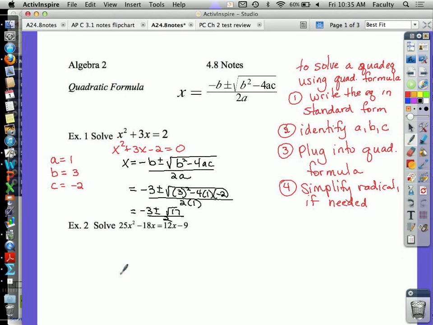All right, let's try 2. This should be review, right? You guys, is it coming back to you? All right, step 1, write the equation in standard form. So I'm going to subtract the 12x and add the 9. Step 2, identify A, B, and C.